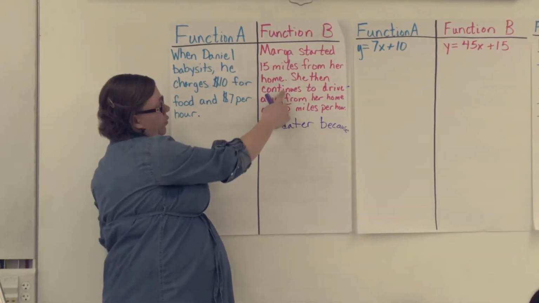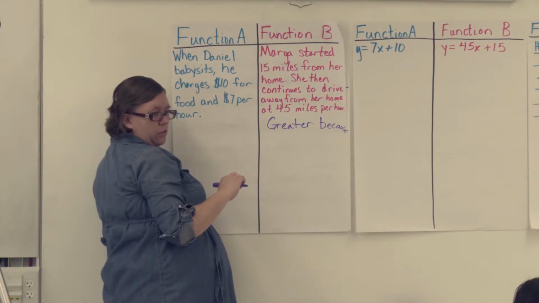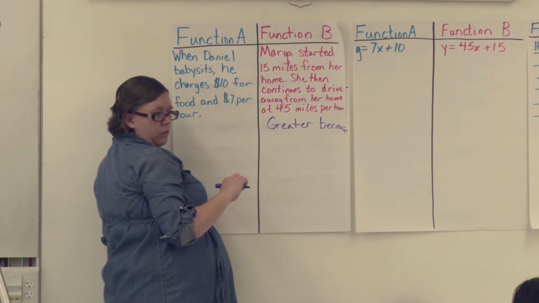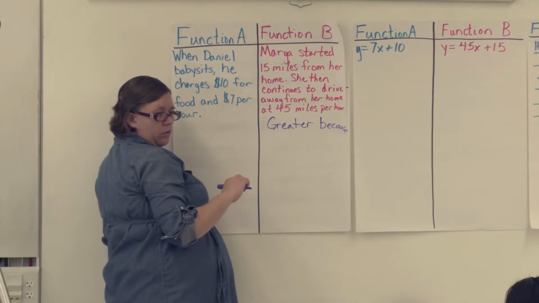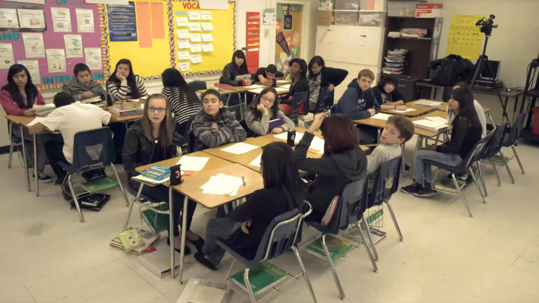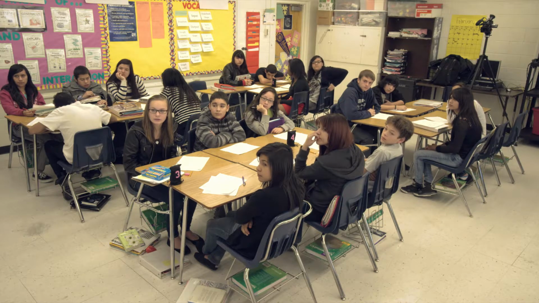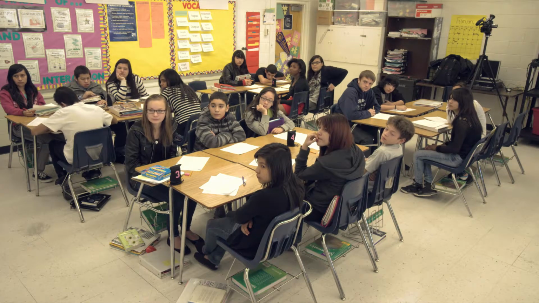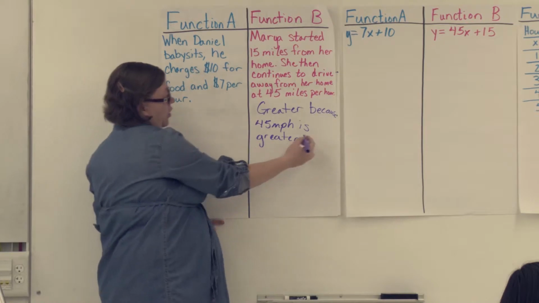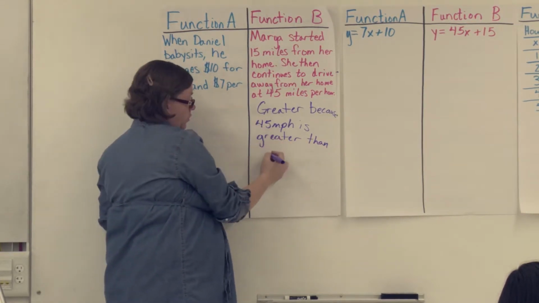So how do you know that from the verbal description? Because it has a greater rate. It's like the graph in table B is going faster than in table A. But what about from the verbal part? How do you see that in there? Because she's going 45 miles per hour and the other person is babysitting for $7 per hour. So it's greater because 45 miles per hour is greater than $7 per hour?